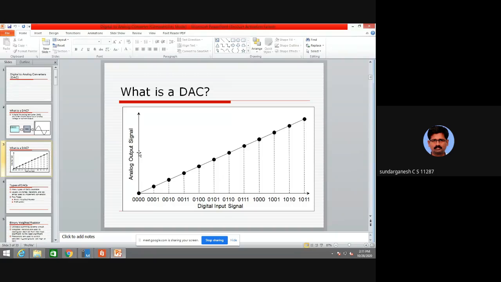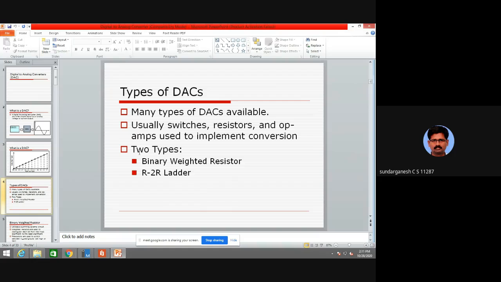So what is a DAC? A DAC will produce an analog output signal corresponding to the digital input signal. So many types of DACs are available. Usually switches, resistors, and op-amps are used in the implementation.